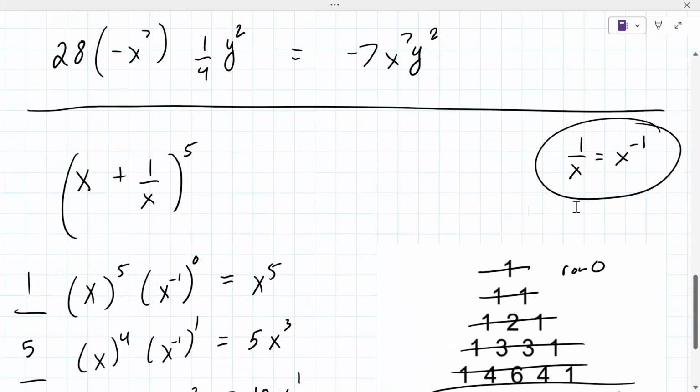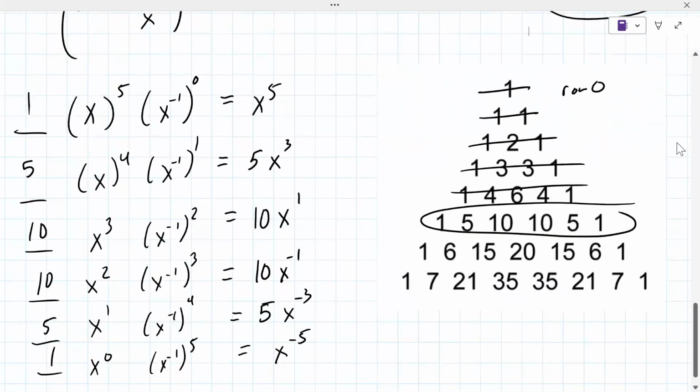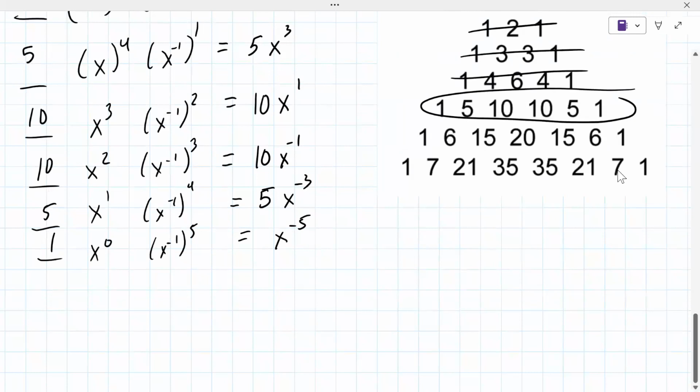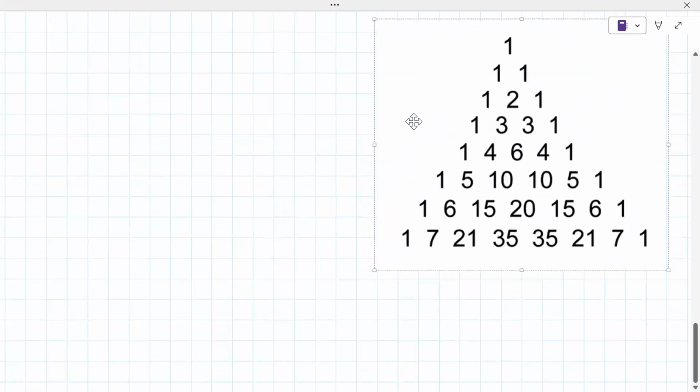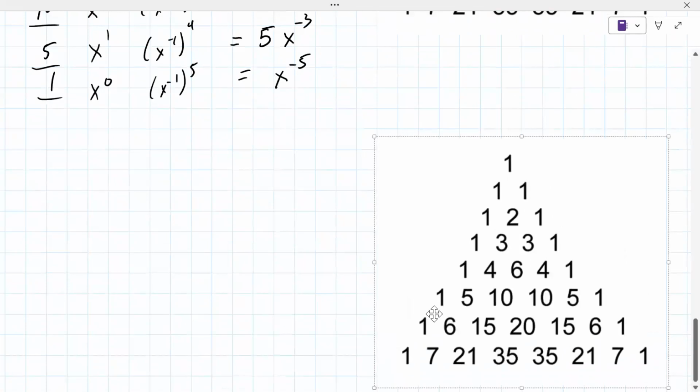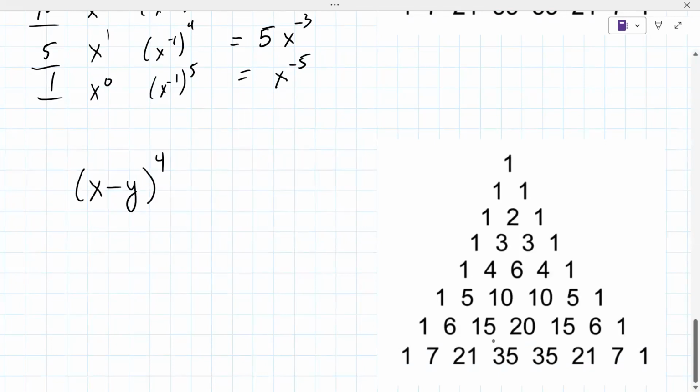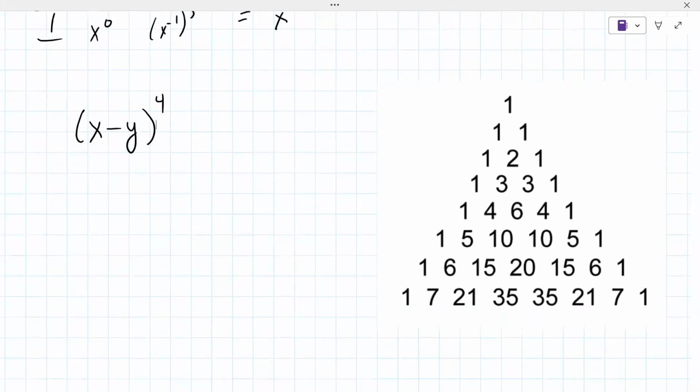Okay, well, have you try just one. Won't make it too crazy, but I'll throw this up here. Let's have you expand. Let's have you just do x minus y to the power of 4.